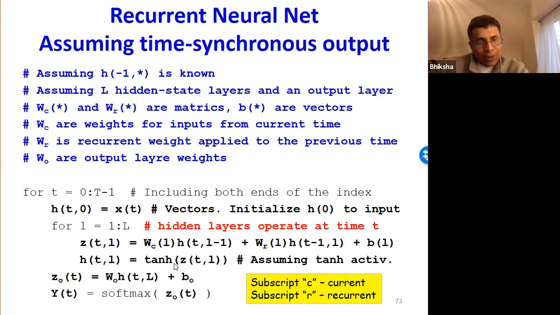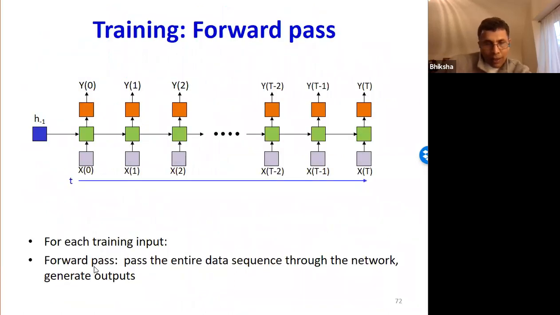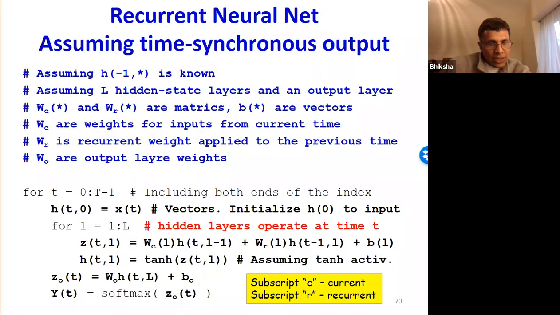And then once you're done with all of the hidden layers, you're going to compute an affine value from the final hidden layer and apply an output activation to compute the output of the network at that time. This computation happens at each time. So this is assuming the time synchronous model we just saw.